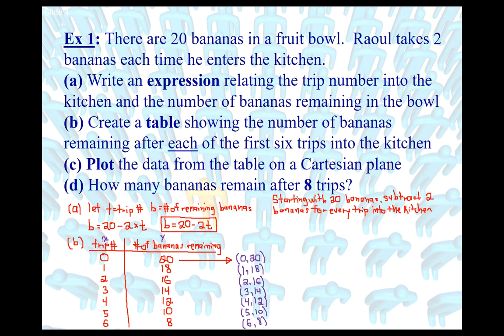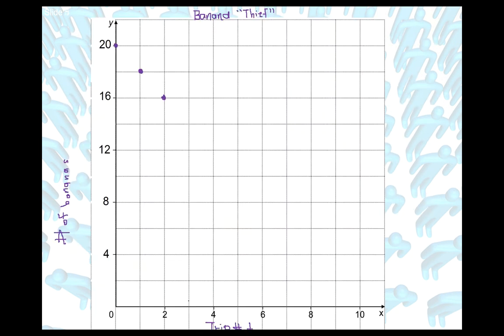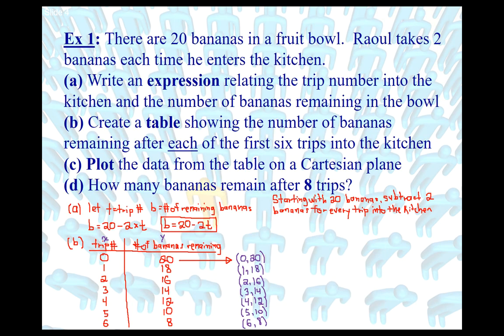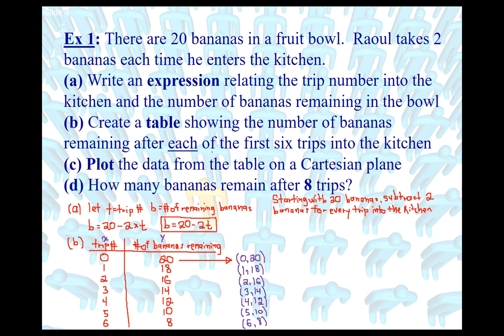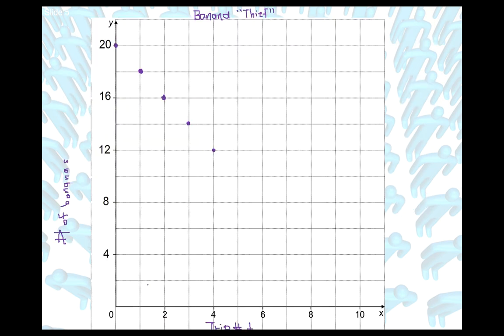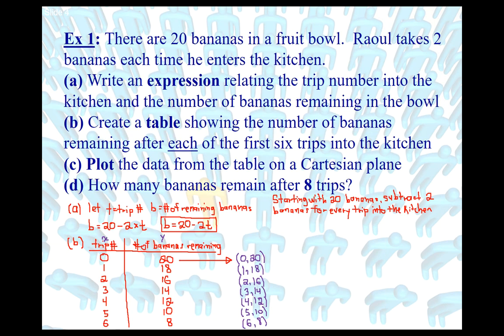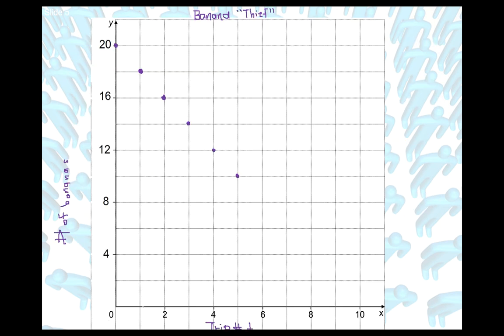And then (3, 14), so we go 3 to the right and then 14 up. So this would be located at this position. And then (4, 12), so we go 1, 2, 3, 4 to the right, and then we go 12 up. And then (5, 10), which means go 5 to the right and then 10 up. So that would be located at this position. And then we have (6, 8), which means go 6 to the right and then go 8 up.